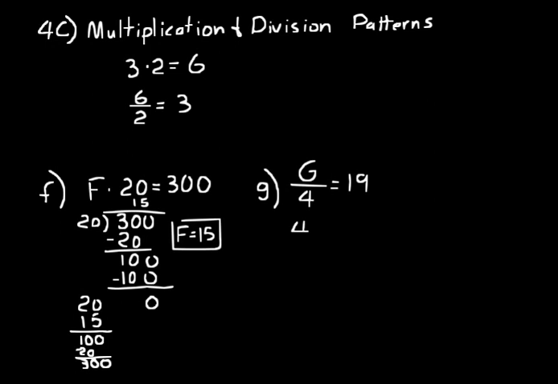4 times 19. I'll put the bigger number on top here. And we'll do 9 times 4 is 36, so we'll have a 6 down here, carry a 3. 4 times 1 is 4 plus 3 is 7. 19 times 4 is 76. And so we're going to say that G is equal to 76. We can check our work.